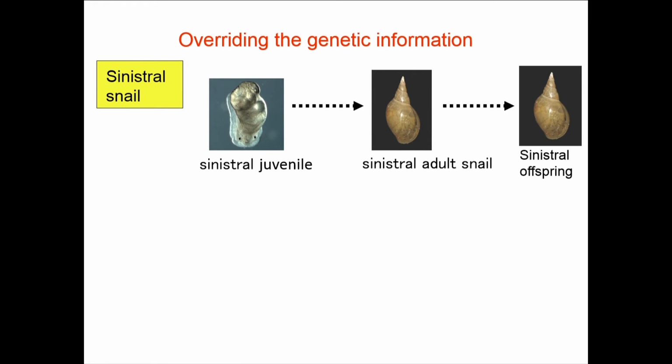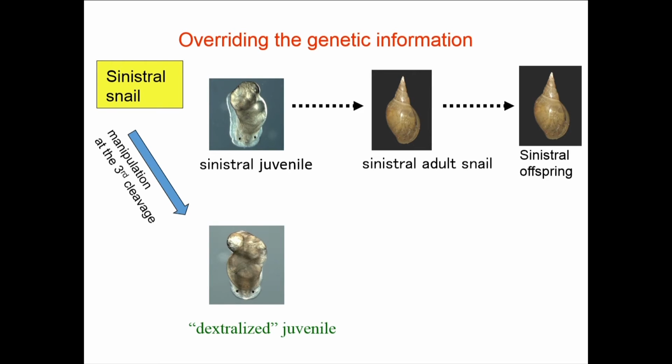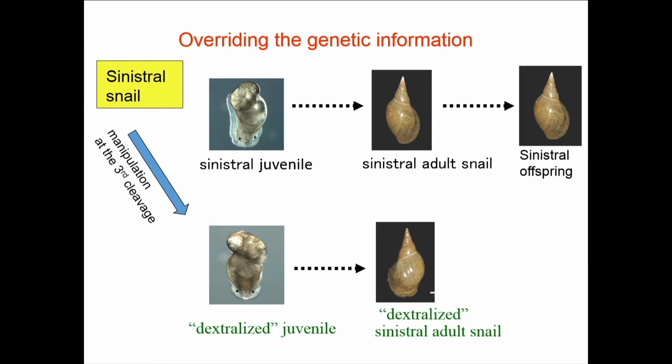Normally, this produces a sinister juvenile, a sinister adult snail, and sinister offspring. But if I manipulate it here, it produces a dextralized juvenile snail and becomes a dextralized adult. But I haven't done anything to the gene, anything to the DNA. It goes back to the sinister one in the offspring. That chirality is dictated by the gene.